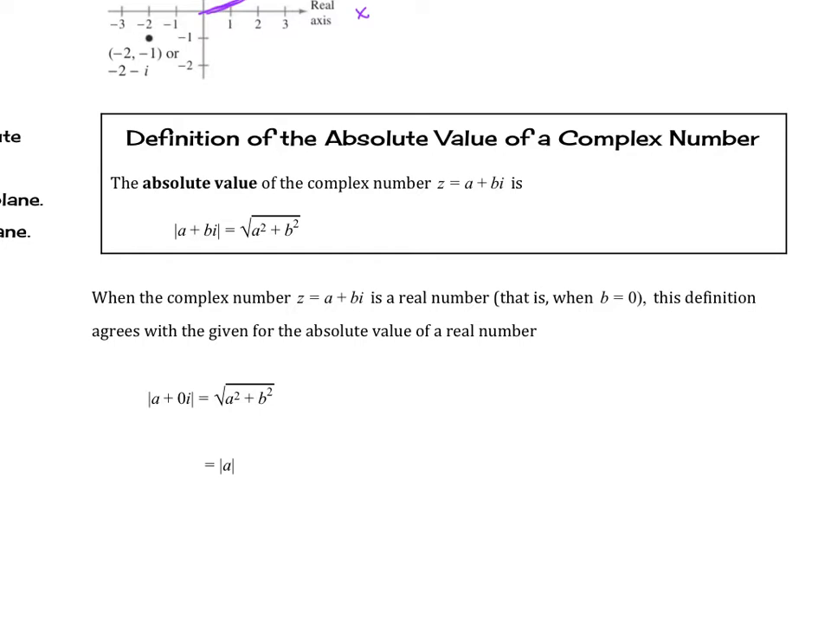When the complex number z equals a plus bi is a real number, so if b is 0, this definition agrees with the one given for the absolute value of a real number. Because if we plug it in, the absolute value of a plus bi equals the square root of a squared plus b squared, which is the absolute value of a, right? So whenever we're trying to find the absolute value of -3, we know that is 3. So that holds true here.